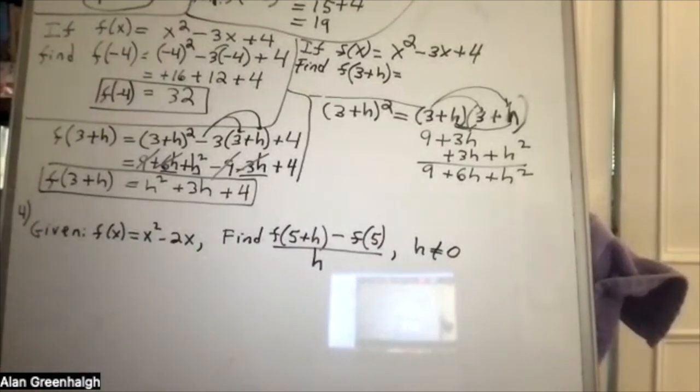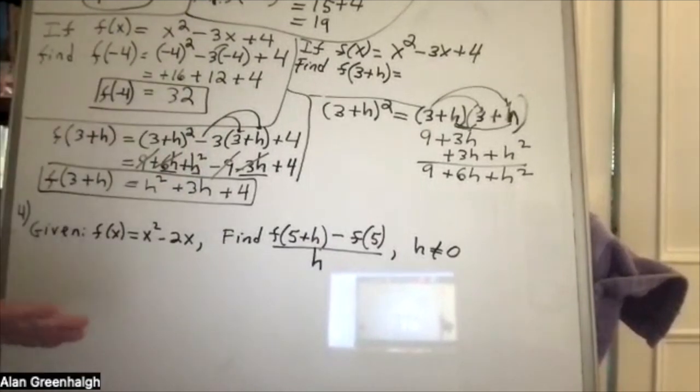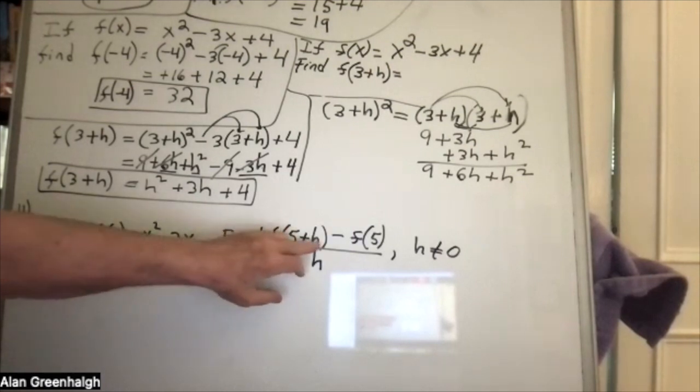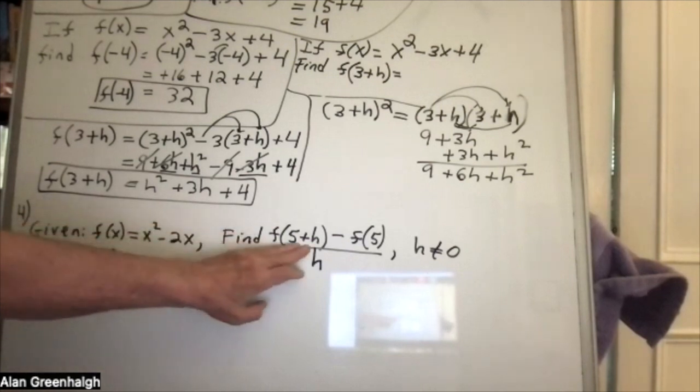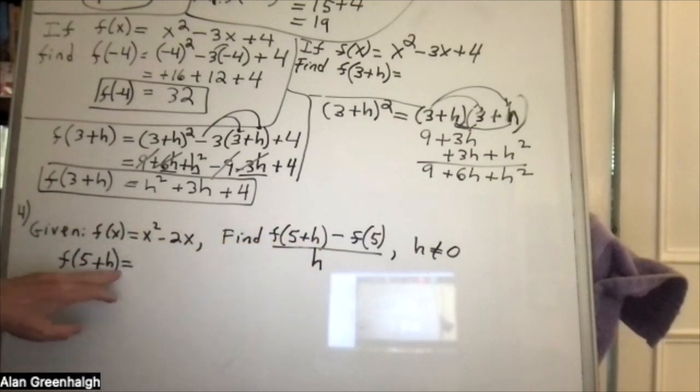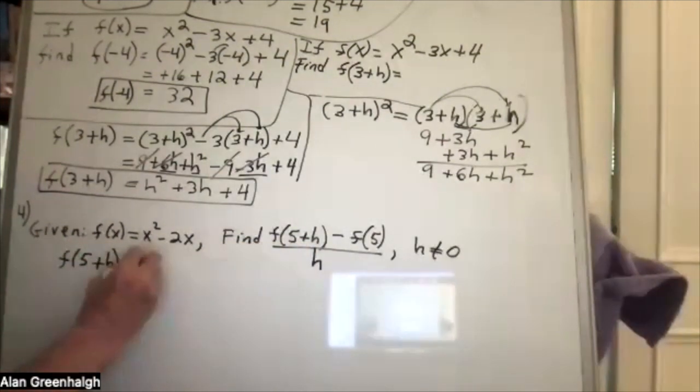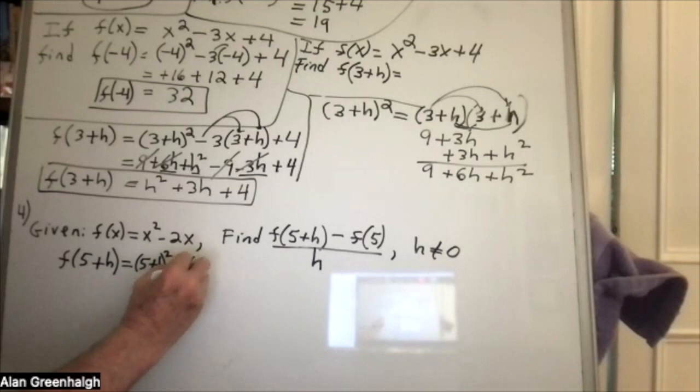Okay, so what exactly does this mean? Well, I'm going to do this with you, and then I'm going to let you do the next one on your own. So this is saying, well, f of x is equal to this, but we don't want f of x. We want f of 5 plus h. This is the given function, but these are the values you're going to substitute, f of 5 plus h. So 5 plus h squared minus 2 times 5 plus h.